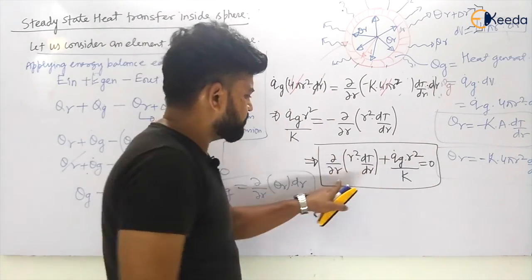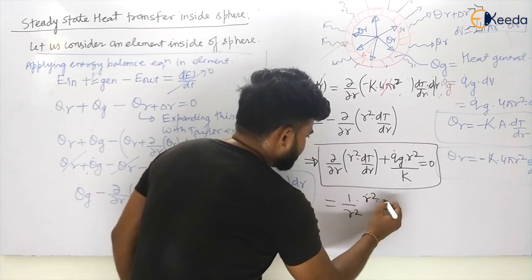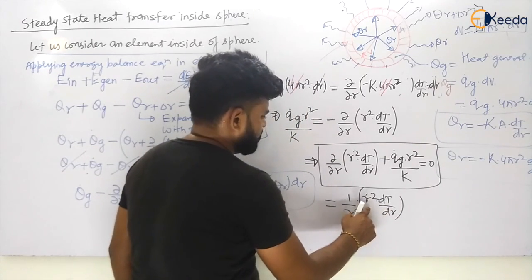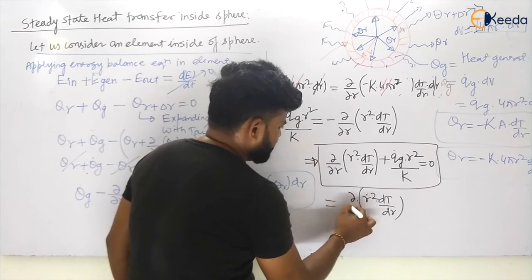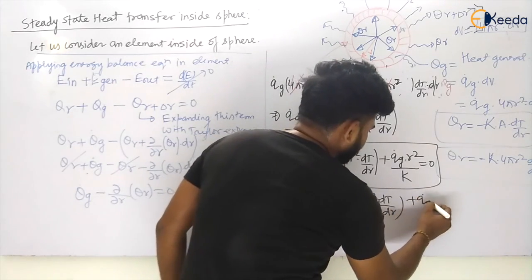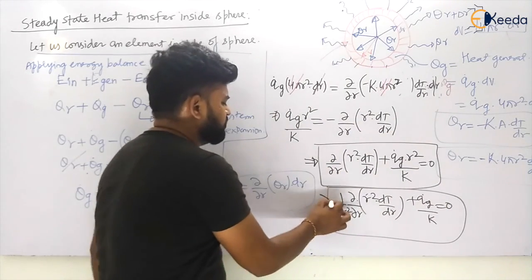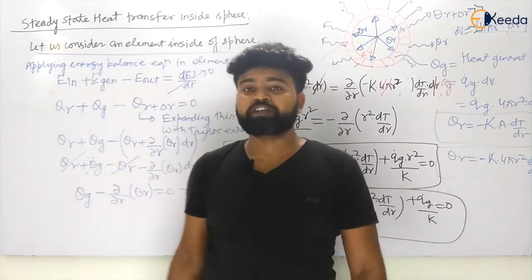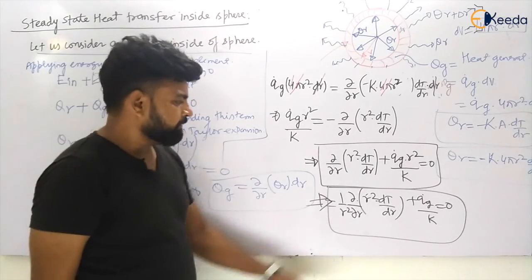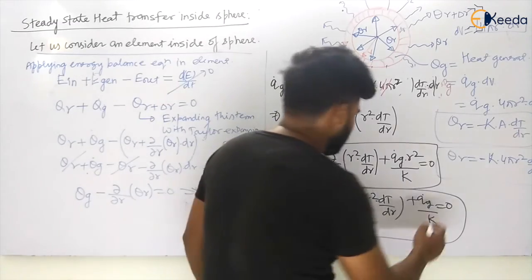I can also take this term this side. Let us take it. So this will become 1 upon r square dt by dr. Okay. Oh sorry, del by del r is also there. Del by del r 1 upon r square plus Q generated by K is equal to 0. So this will be the fundamental equation, my dear students, for your sphere. This will be the fundamental equation for your sphere to calculate the temperature profile.